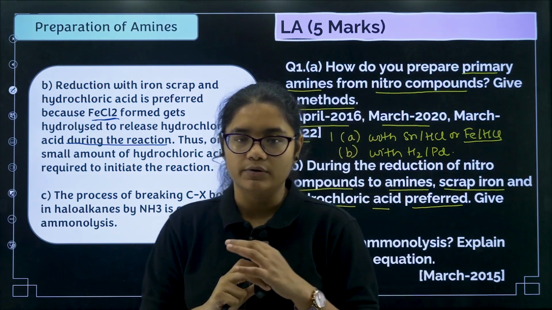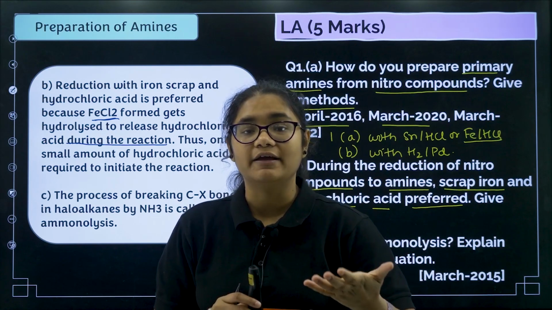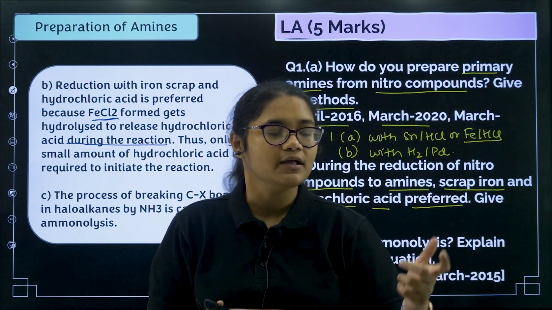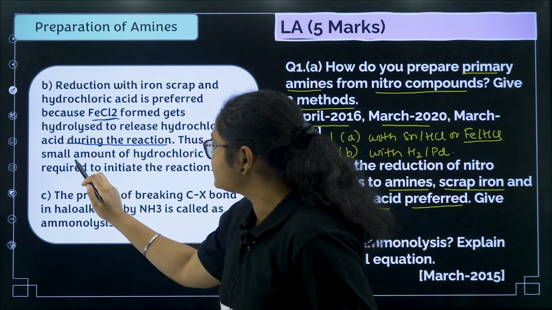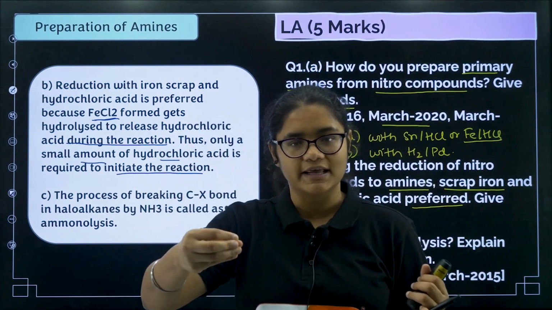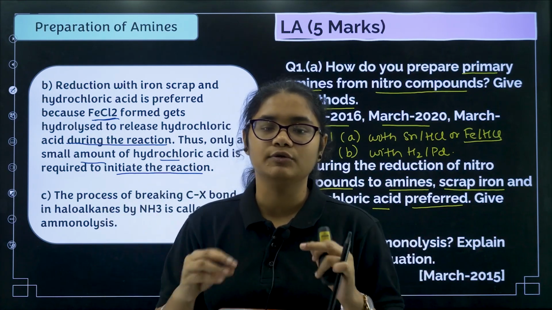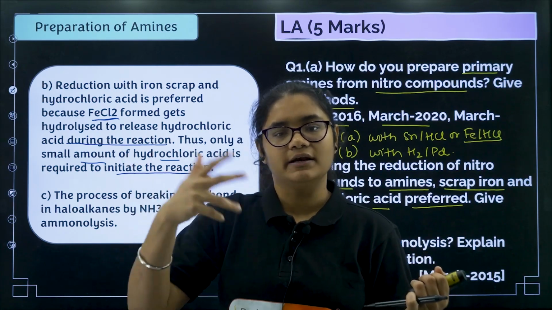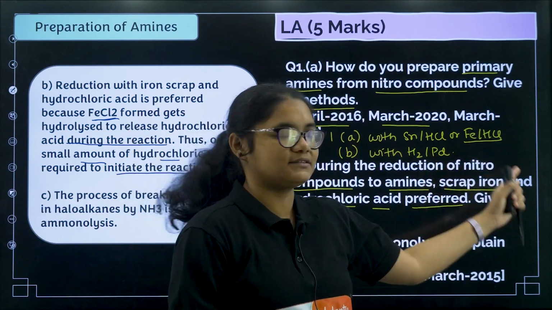So when this one is happening, okay, Fe and HCl you are taking, from that we get FeCl2, okay, and this FeCl2 again gets hydrolyzed to give you HCl, okay, which is required in this reaction. So that is why only a small amount of hydrochloric acid is required to initiate the reaction. So once you have to give first time HCl, and after that again and again in that reaction only HCl will be produced. So you do not have to add extra HCl later. Only one time you have to put, and once it is consumed again it is produced, right? So that is why we prefer this Fe/HCl.